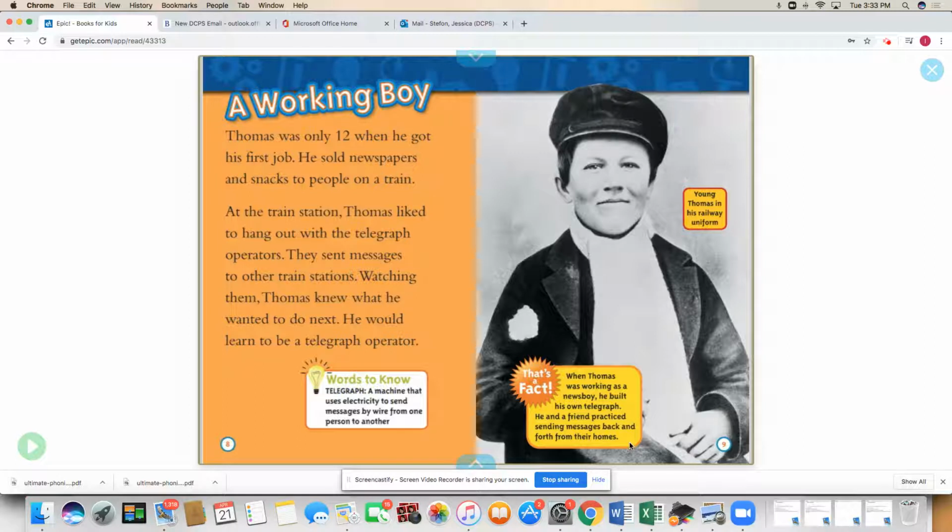So he was that kind of person. He was really an innovator, right? Whenever he saw a problem, a need, or got an idea, he right away started trying out different things to come up with new inventions to solve the problem.